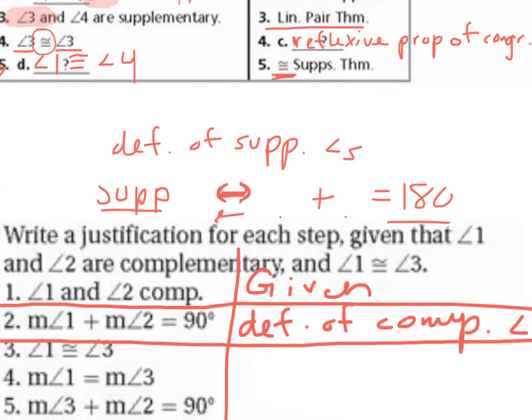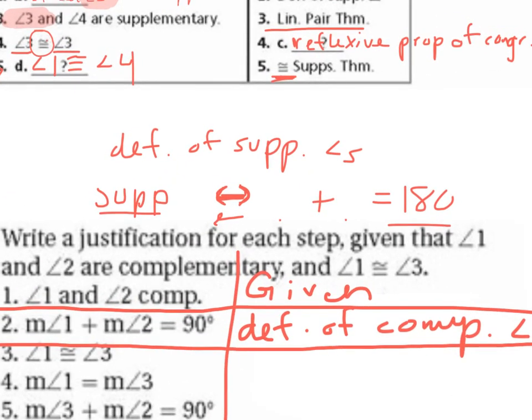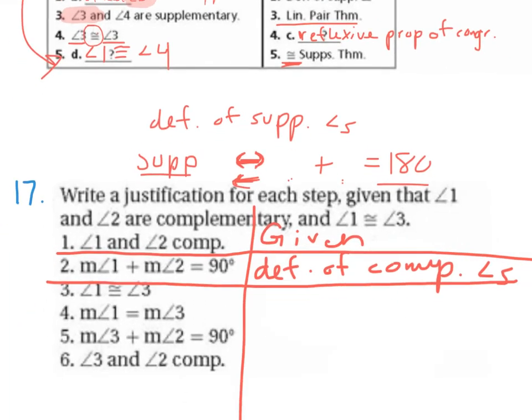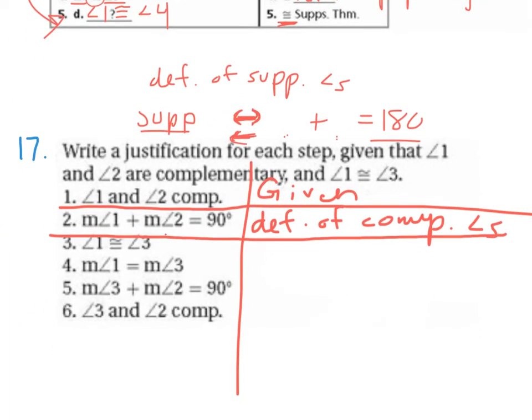Like we said here, the definition of supplementary angles, but in this case it's complementary. If two angles add to give us 90 in this case, then they are complements. So we have two angles that are complements, then they add and give us 90. So that's the definition of complementary angles. Next step we have angle 1 is congruent to angle 3. This was given.